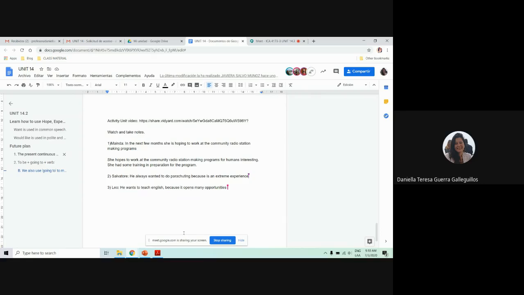What do we know about Mainda? It says in the next few months, she's hoping to work at the community radio station making programs. That's right, making programs for women, especially. Very good. She hopes to work at the community radio station. Excellent use of hope. To work at the community radio station making programs for human interests.